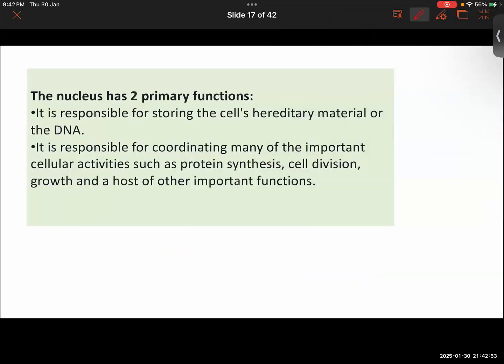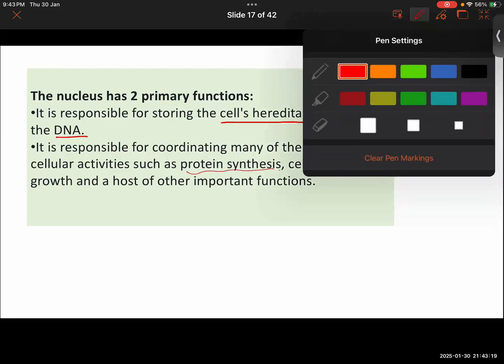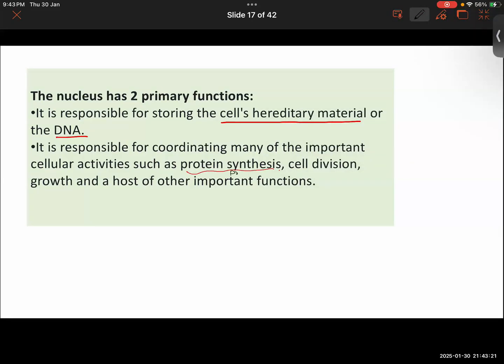The two primary functions of nucleus. First, it is responsible for storing the cell's hereditary material or DNA. So DNA is present inside the nucleus. That is one thing. Further, it is responsible for coordinating many of the important cellular activities, right? Such as protein production. Synthesis, the word synthesis here basically refers to production.